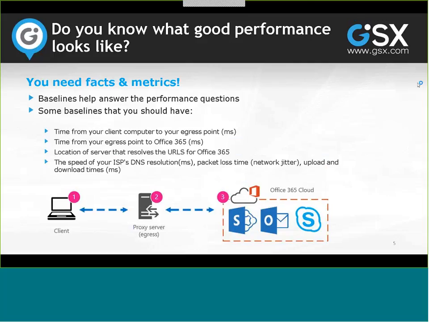For example, the time from your client computer to your egress point, which is the last point in your network, or the time from your egress point to the Office 365 portal, the location of your server that resolves the URLs for Office 365, or the speed of your ISP's DNS resolution time, the packet loss time, the upload and download times. These are just some of the stats that we've collected that are really critical to understand your service quality.